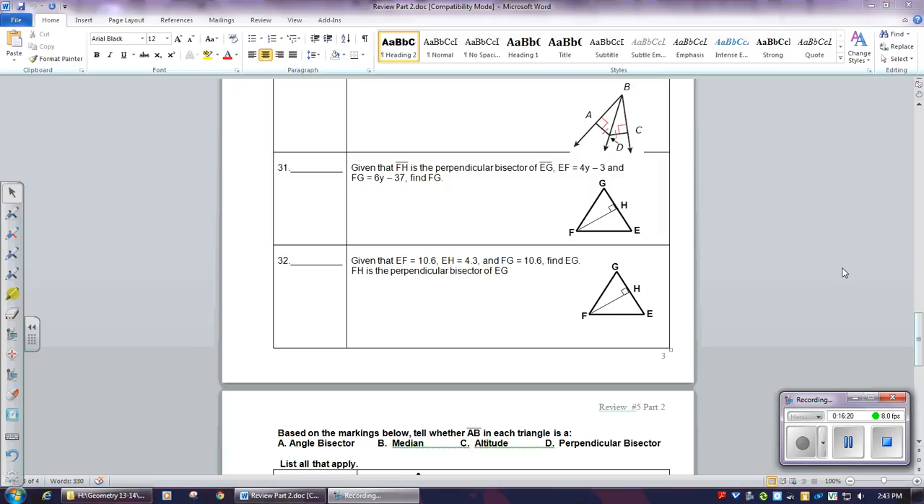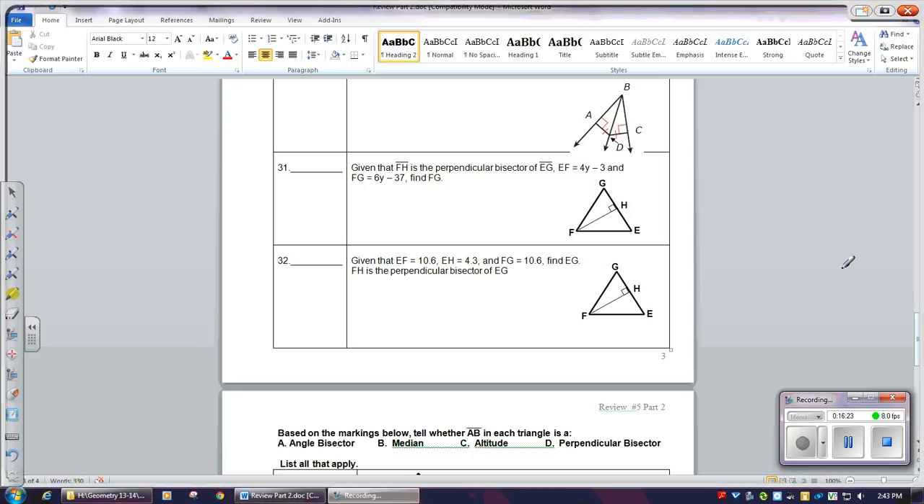31. Given that FH is the perpendicular bisector. So they have shown that it's perpendicular, but bisect means it cuts it into two equal pieces also. So mark your picture. E to F is 4y minus 3. That's this side. F to G is 6y minus 37. Well, if you know you have the perpendicular bisector and it goes from a vertex, then you also know you have an angle bisector. And now you know I'm dealing with an isosceles triangle. So those two sides are congruent. So 6y minus 37 equals 4y minus 3.